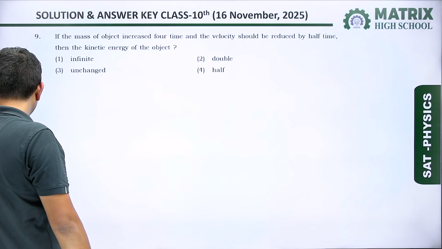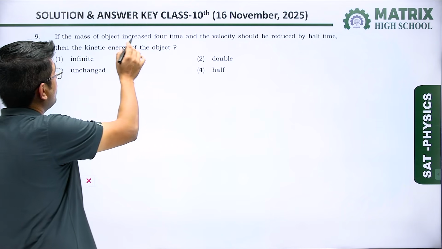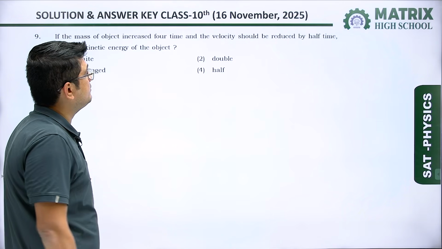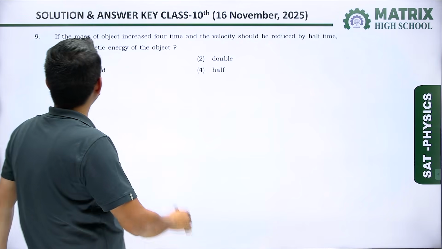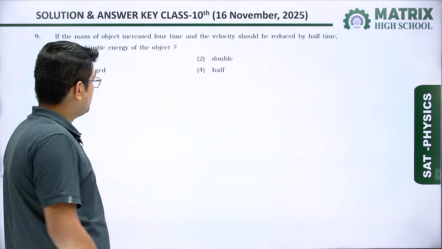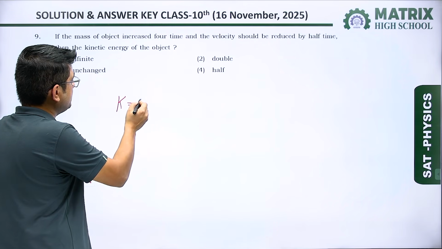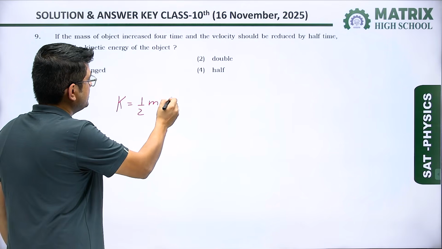Next question number 9. If the mass of an object is increased by 4 times and velocity is reduced by half, then the kinetic energy of the object will. As we know that the kinetic energy is given by half m v square.